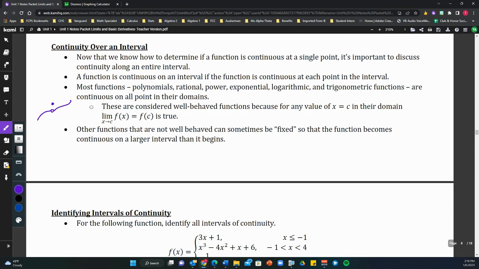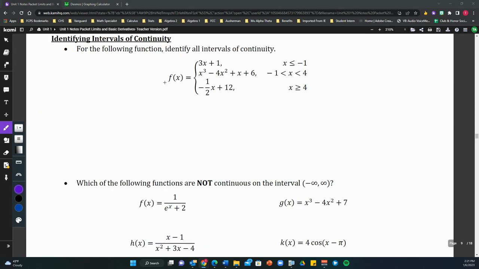There are some other functions, though, that are not well behaved to begin with, but sometimes we can actually fix them by creating a piecewise function where we define an extra point that fills in the hole that's causing the discontinuity in the first place. So for these examples, we're going to focus on intervals for continuity.